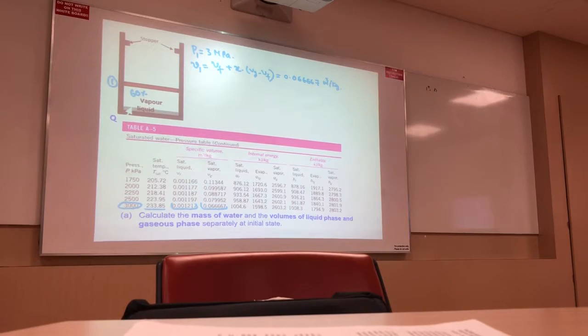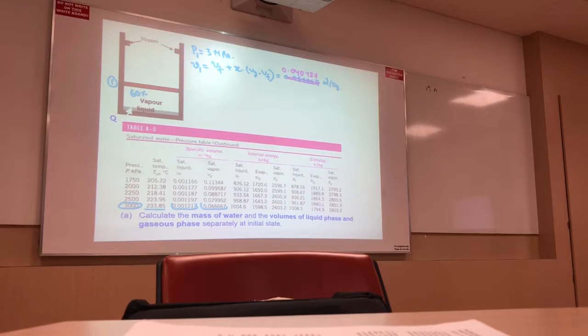Oh, this is the Vg. I'm wrong. Sorry. This is not the answer. Okay, the answer is 0.040487. This is the answer. I give you the answer, okay? And Vf and Vg you should do by yourself.